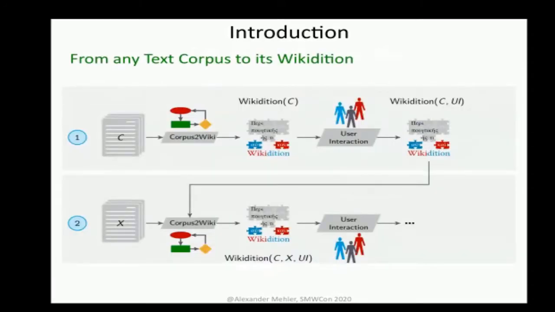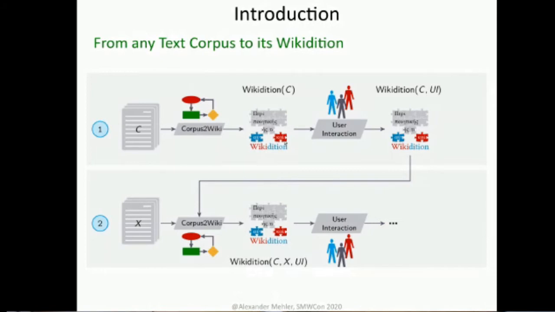This is a slide that shows you the workflow behind this technology. It starts with a corpus that is called C in this example. Then we use our Corpus2Wiki technology that generates out of this text corpus a so-called Wikidition. This Wikidition contains a lot of different computational linguistic data that makes explicit structure in the underlying text corpus. So this is the Wikidition that we produce.